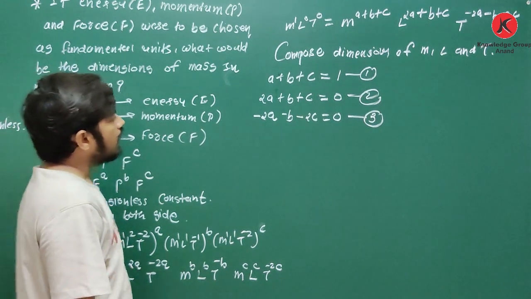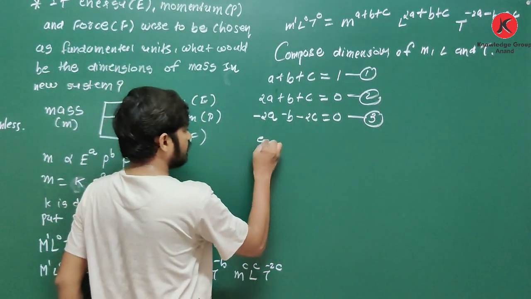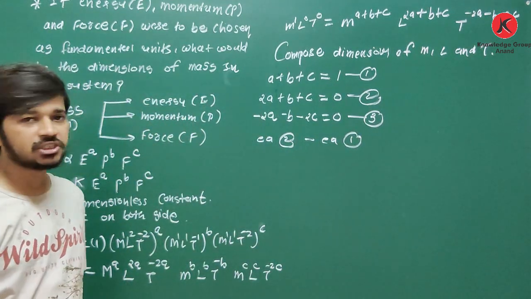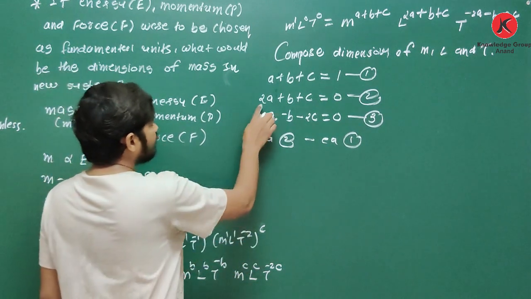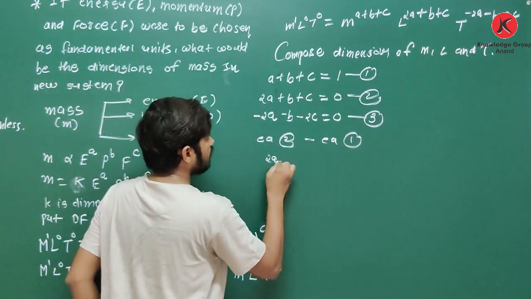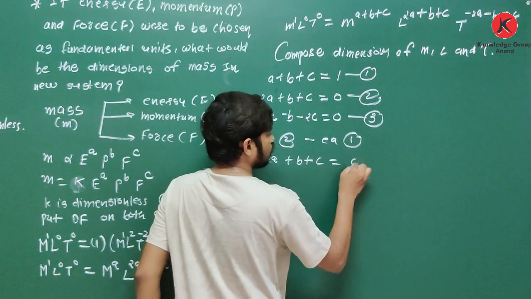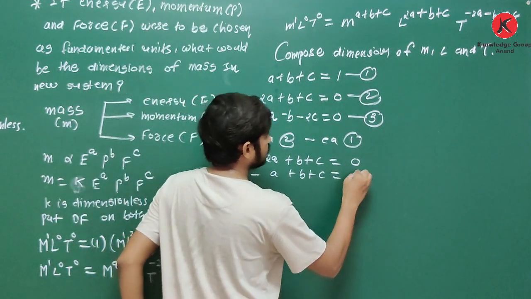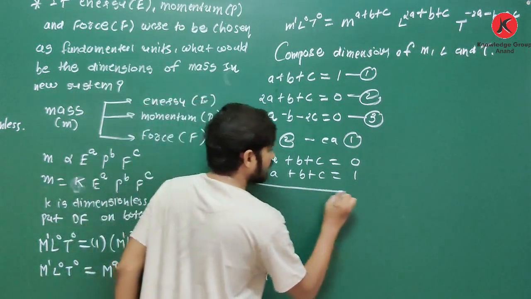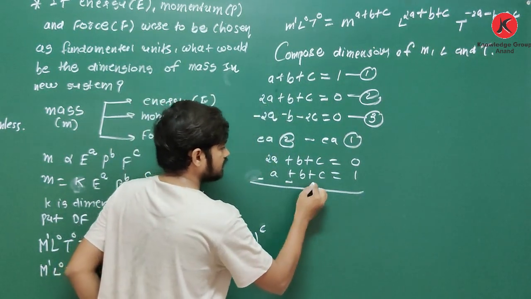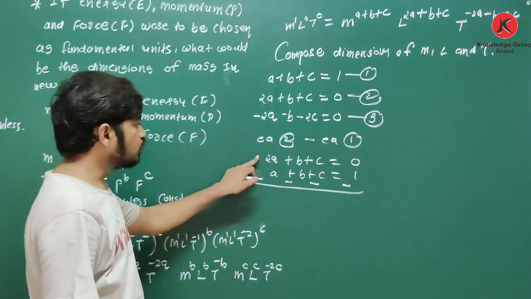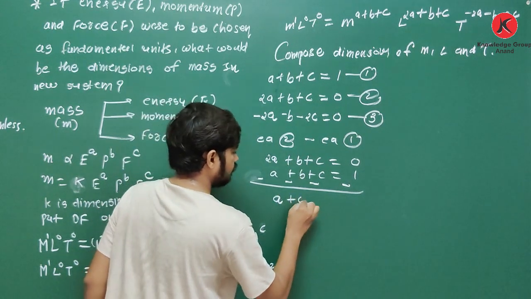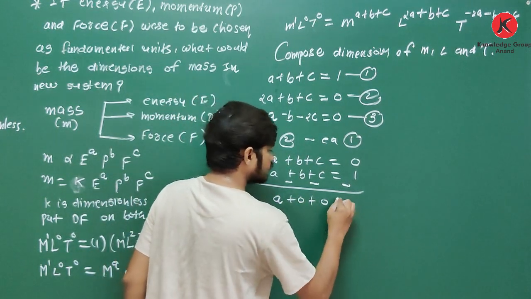See, first of all, let us do equation 2 minus equation 1. So 2a plus b plus c is equal to 0, minus a plus b plus c is equal to 1. Yes, we have to take minus, so signs change. 2a minus a is a, b minus b is 0, c minus c is 0, and 0 minus 1 is minus 1.